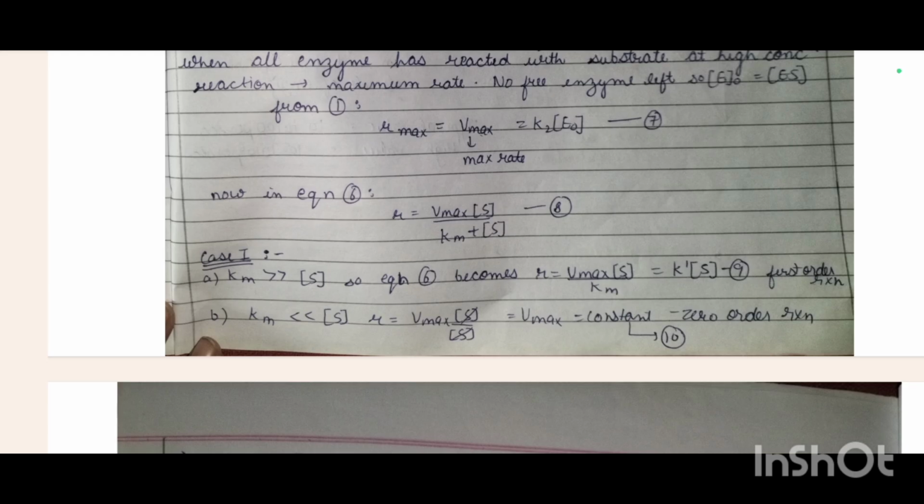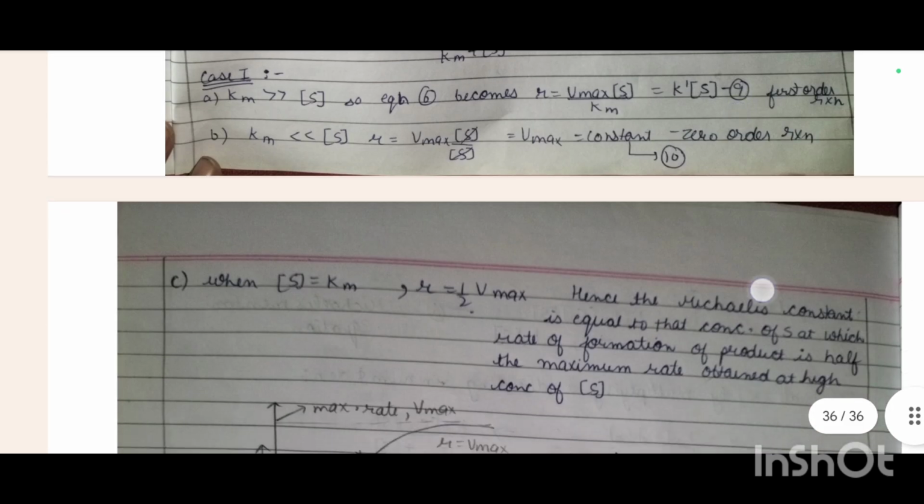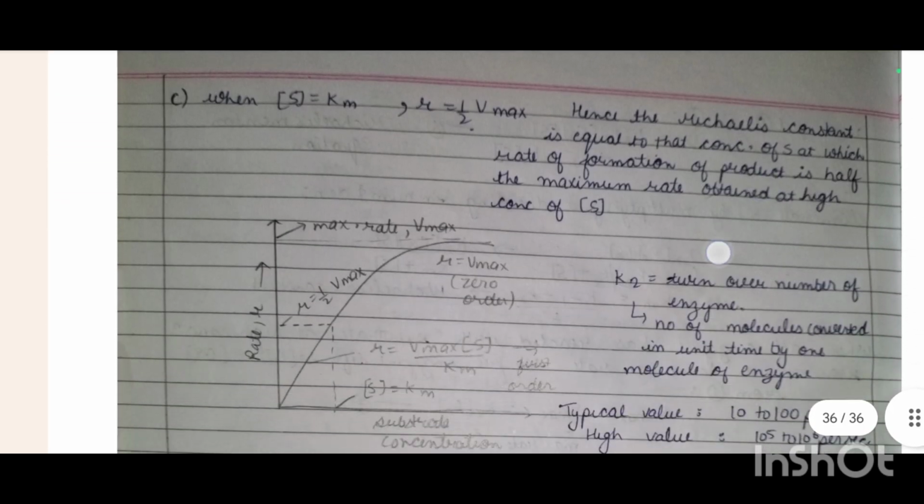If Km is much smaller than [S], then R is equal to V max, which is constant, a zero order reaction. When [S] is equal to Km, R is equal to half V max. Hence the Michaelis constant is equal to the concentration of S at which the rate of formation of product is half the maximum rate obtained at high concentration of S.